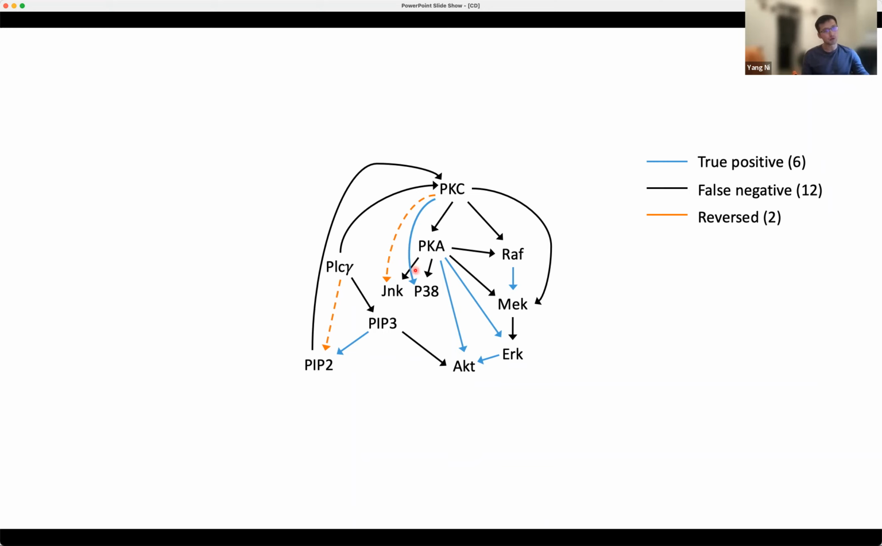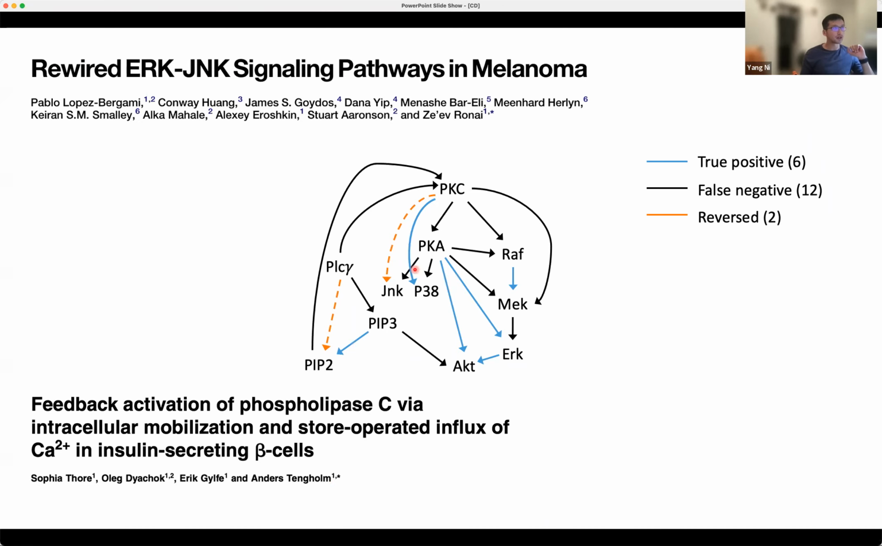And for these two orange arrows, which are reversed, there are a few explanations. It could be just a false positive, but also, the consensus network was given in 2006. So it's a network that was accepted by researchers at that time. But there are some more recent studies that show this direction also makes sense. In fact, there is also some evidence in more recent literature suggesting that there may be feedback loops between these two pairs of proteins. So these two reversed edges may not be wrong in the end, but we don't know for sure.